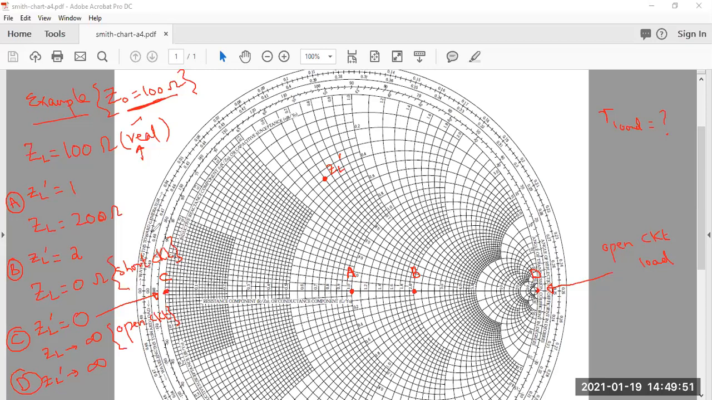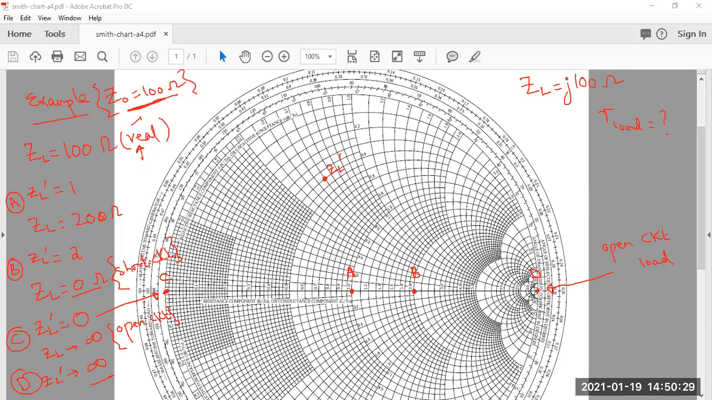Okay. So now you have an idea that whenever you are dealing with real impedances, starting from 0 ohm to infinity ohm, they will be anywhere on this horizontal line. Similarly, let's consider another possibility. If you are dealing with a purely imaginary load, let's consider that the load impedance given to you is equal to J100 ohm. So it is a purely imaginary load.